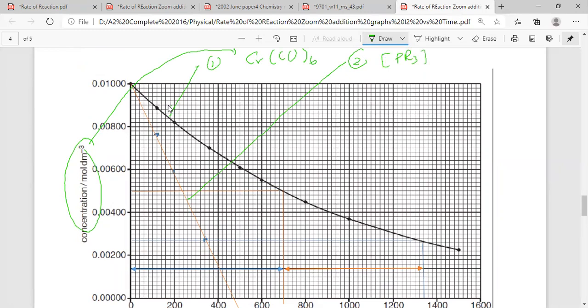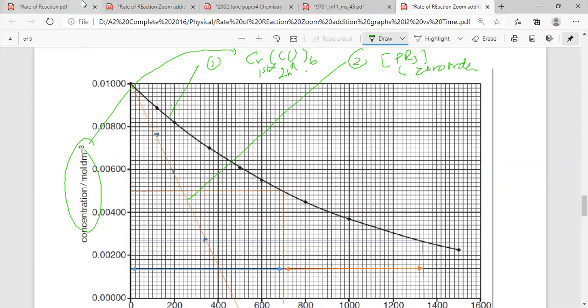PR3. Now, the first experiment here is a curve. That means this one must be either first order or what? Second order. Now, for here, if it's a straight line graph, what order is this? Zero order. See now? Very nice, isn't it?